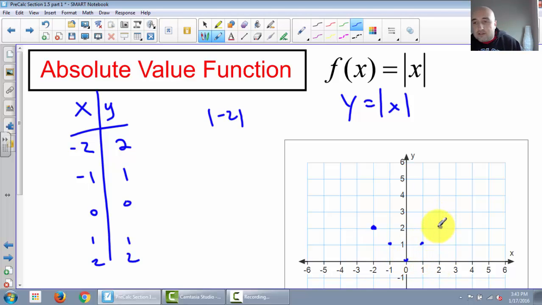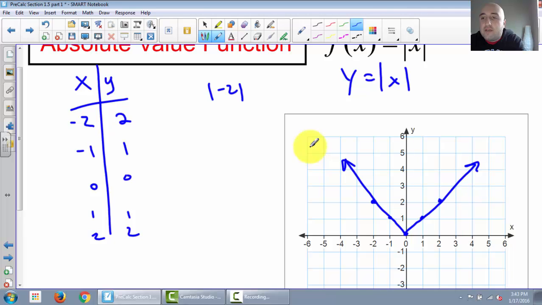So this kind of looks like a parabola, but really these are straight lines. Absolute values are V-shaped graphs. Okay, so there's the parent function for absolute value.